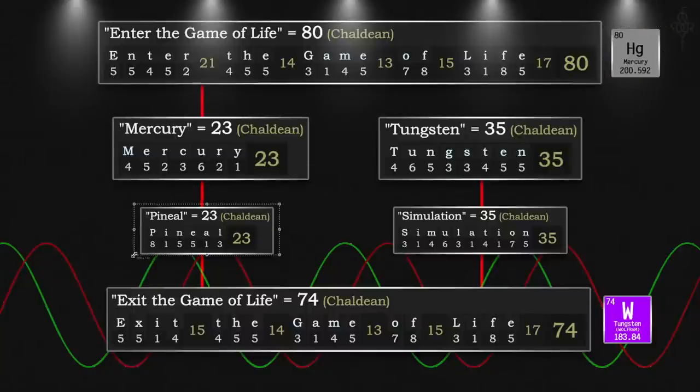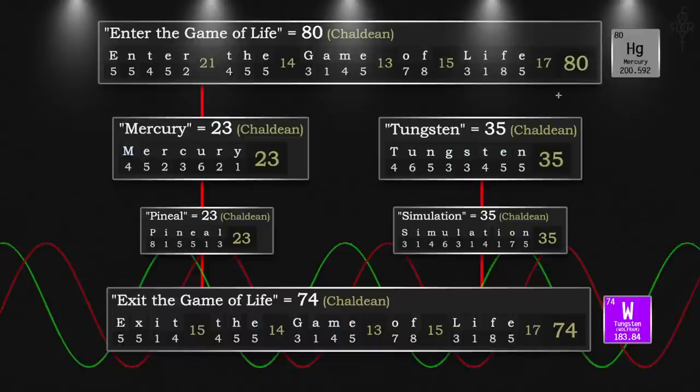Just like pineal gland. So when you enter the game of life, you enter into a human being, and the human being experience is ruled over partially by the pineal gland, which is what kind of directs the light. And then to exit the game, it's tungsten and the big W and the light bulb tied to Jesus and Lucifer. And it's tied to the number 35. So you enter the pineal gland, you exit the simulation. Tungsten is 35.